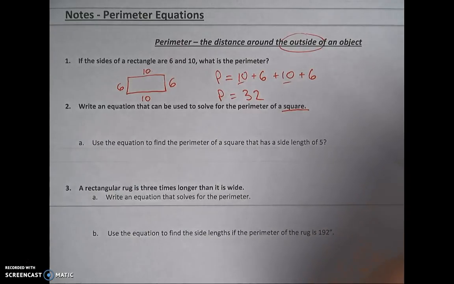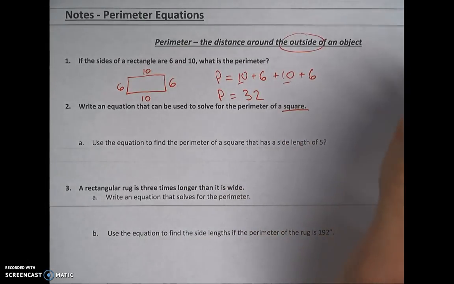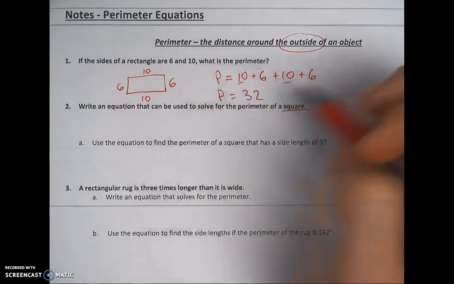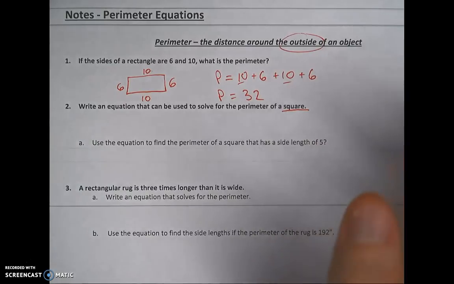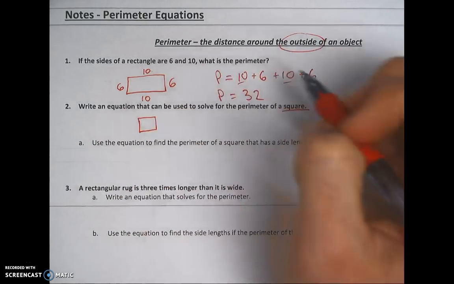So you want to think about, what do I know about squares? I know that all the sides are equal. Now if I'm not given any of those side lengths, I'm not given the perimeter. Okay, letter A will start to, but the first part of this question is just to write an equation for the perimeter of a square, any square in the world. So what's special about a square is that all the sides are the same.